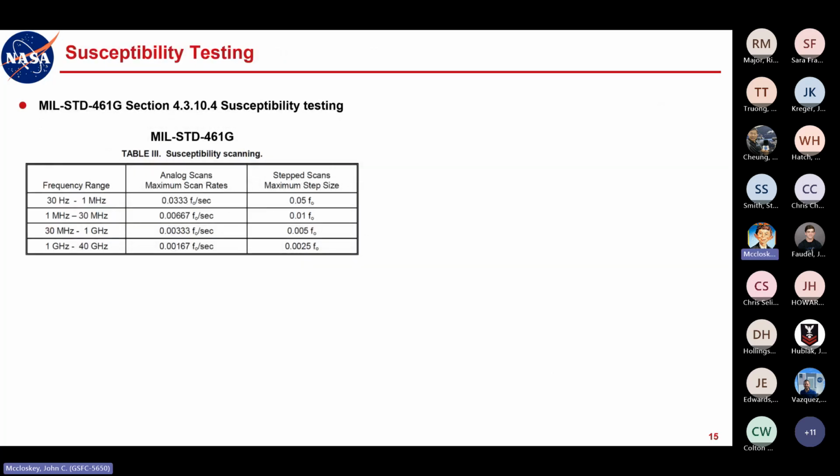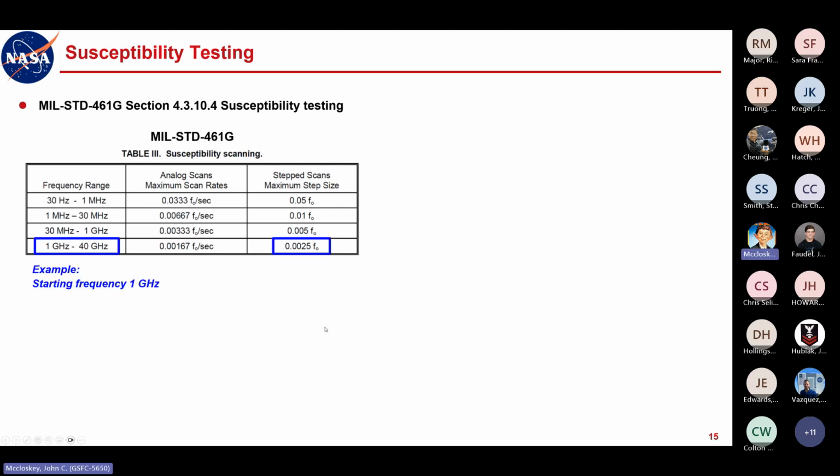So some general notes on susceptibility testing for the MIL standard. Table 3 in MIL-STD-461G specifies scan rates and step sizes for susceptibility scans. This includes conducted as well as radiated. I don't know that I've ever actually participated in a test that used analog scans, but this is specifying your analog scan rate. Generally speaking, we're doing step scans, and these are the step sizes.